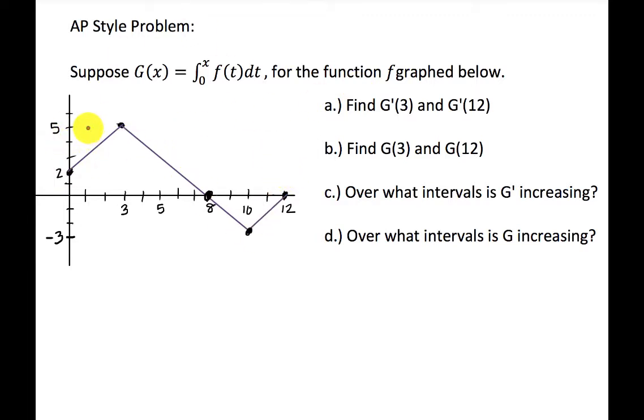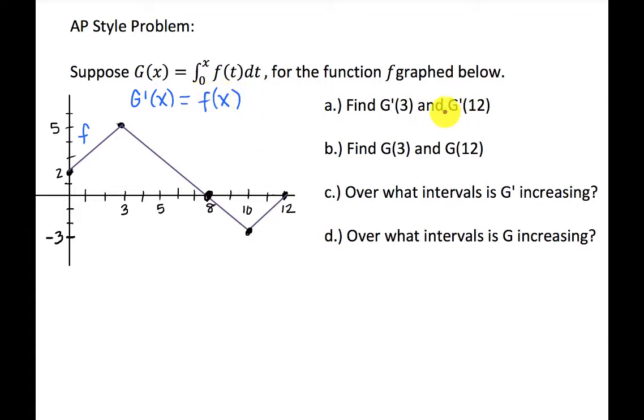So I'm going to label this f so you know that that's what we're looking at in the picture is f. So in the first part of this problem, they're asking you to calculate g prime of 3 and g prime of 12, which means we have to understand what the derivative of this function is. Well, using the fundamental theorem of calculus, we know that g prime is simply equal to f of x, according to the fundamental theorem. So when I'm talking about g prime, what I'm really talking about is f.